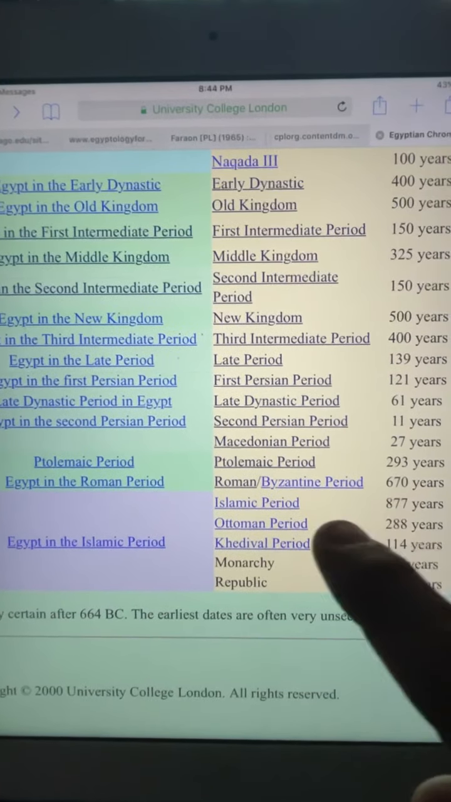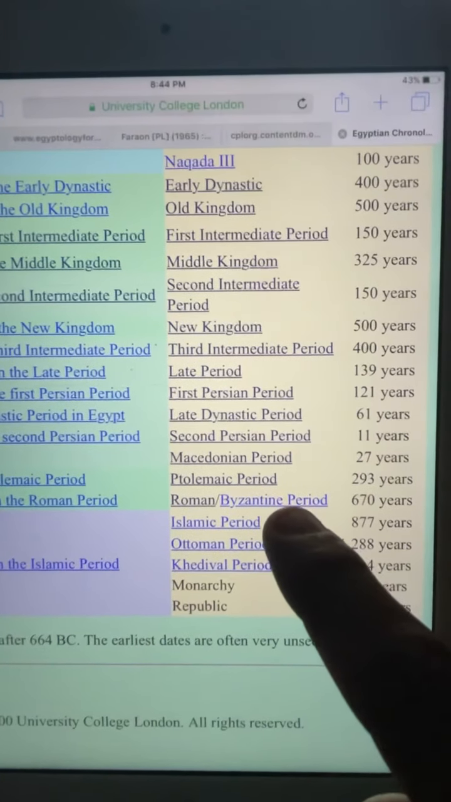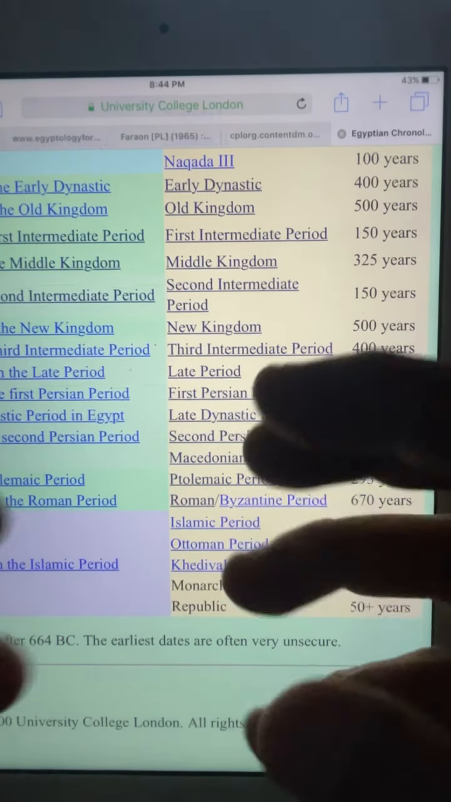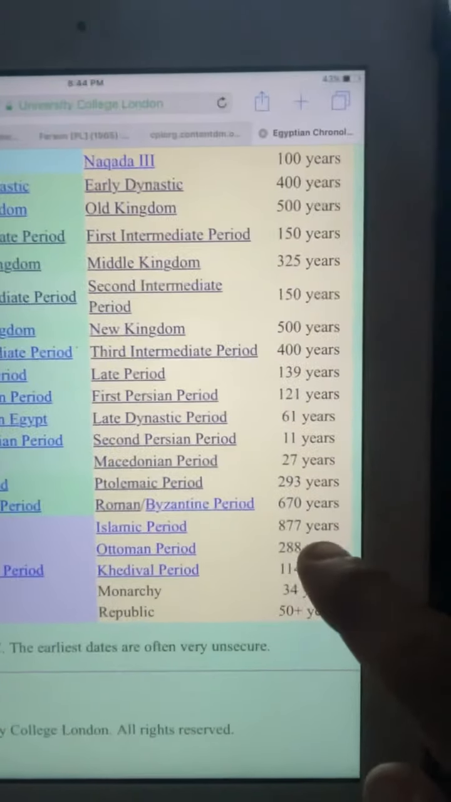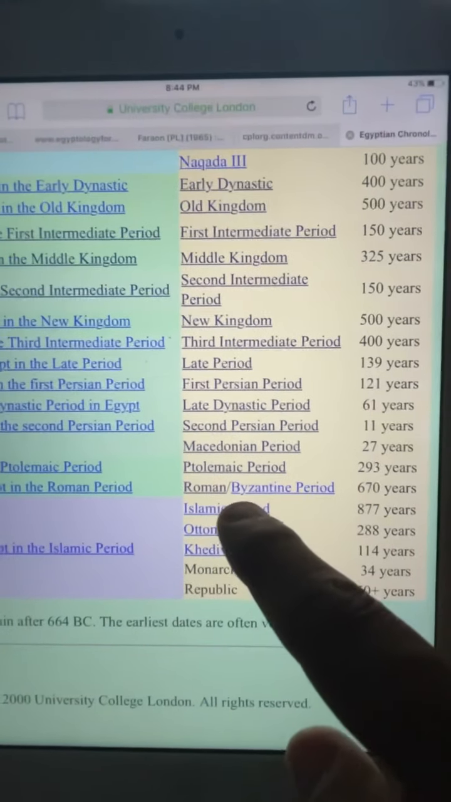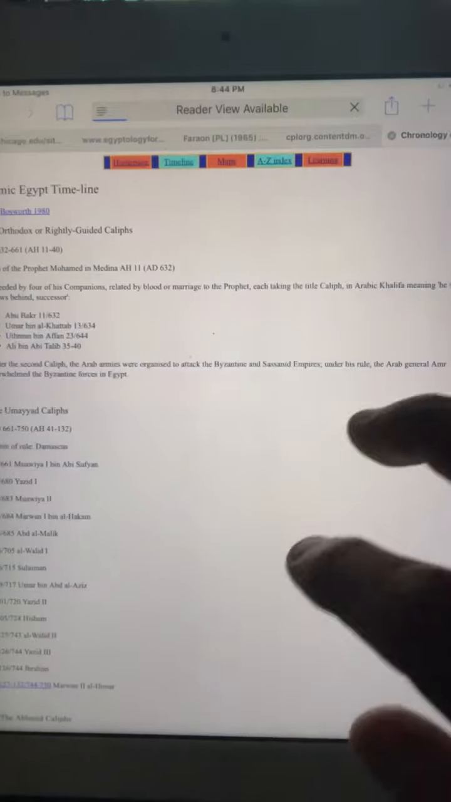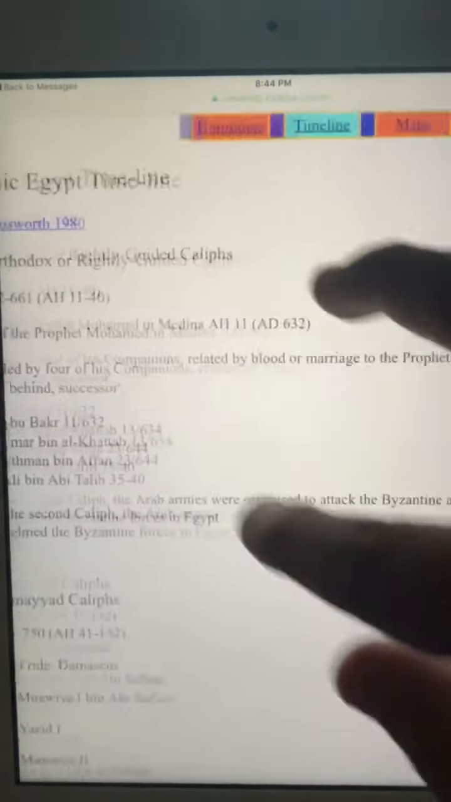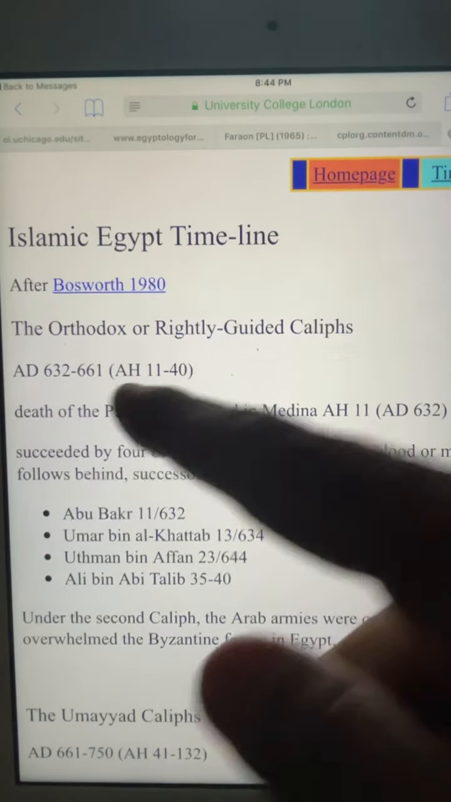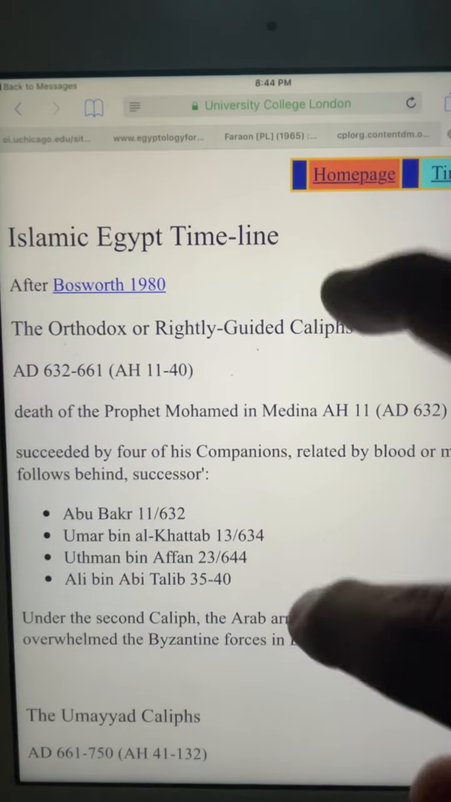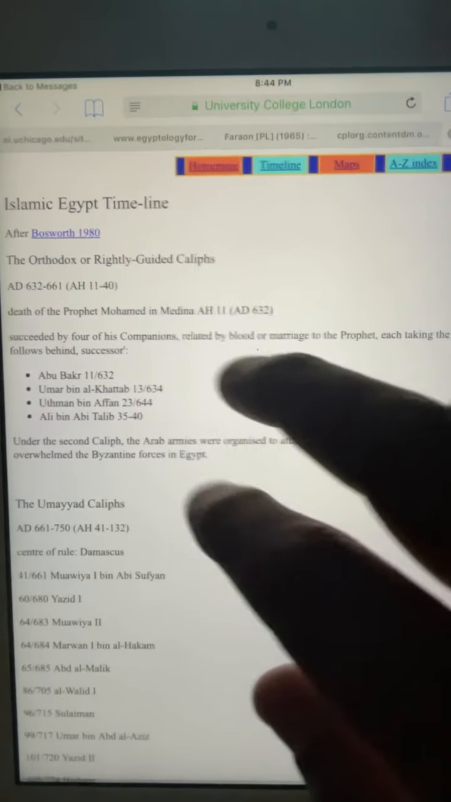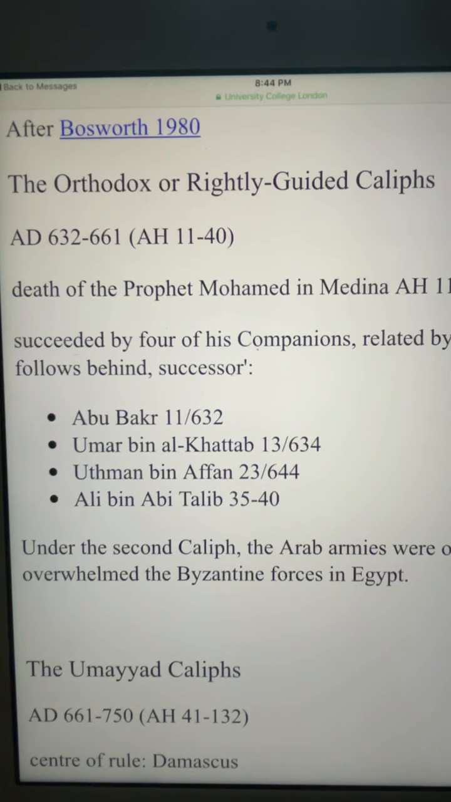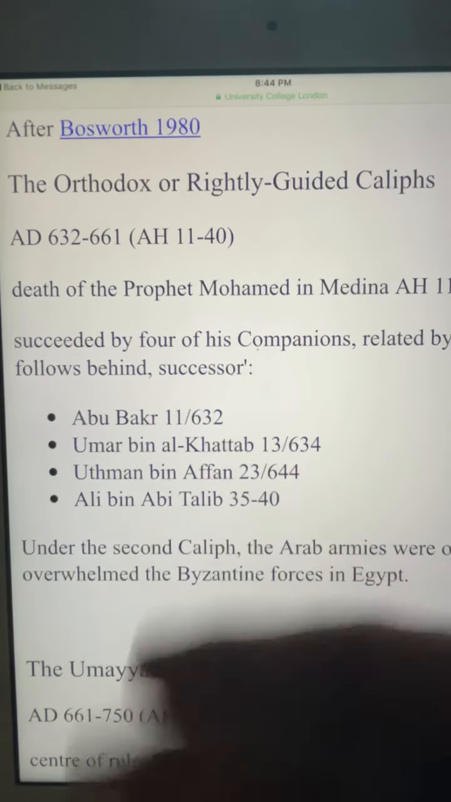Now comes the Islamic period. Now the age of the monotheistic religions. There were still some other religions, but the Islamic period is next, and that lasted the longest, 877 years. That was the longest. This was ruled first by what is considered the four rightly guided caliphs. Once Muhammad died, in 632 AD, the traditional date of the death of Muhammad in Medina, you had his four caliphs, or his four famous companions: Abu Bakr, Umar, Uthman, and Ali.